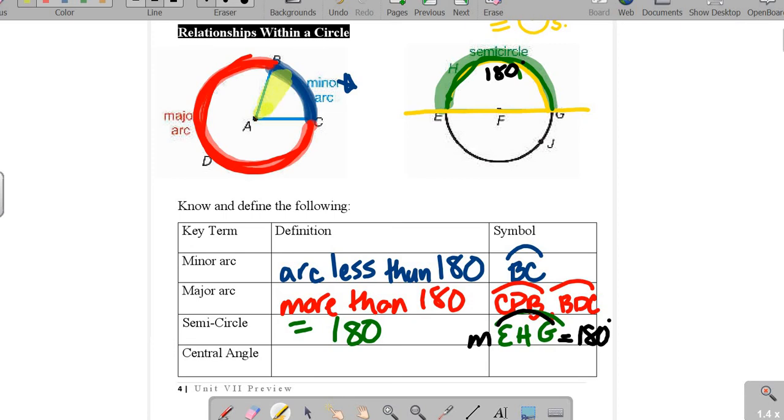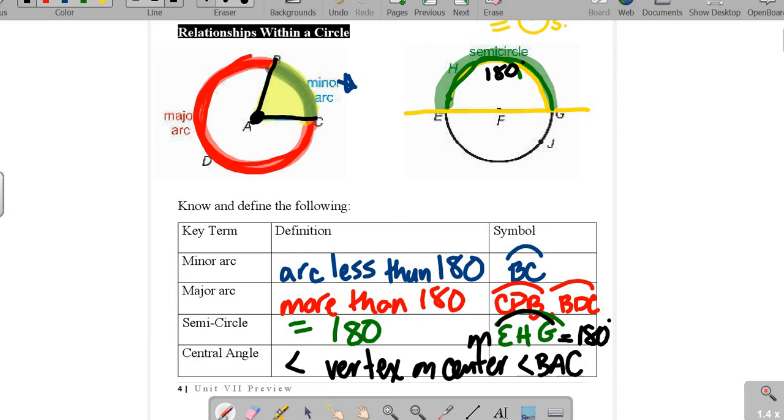I'd like you to shade this in. Shade it in. Notice this angle is connected to the center. That's called a central angle. It's an angle whose vertex is on the center. You might recognize it as what we would call a pizza slice angle. And that would be angle BAC. That's called a central angle because its vertex, A, is the center of the circle.